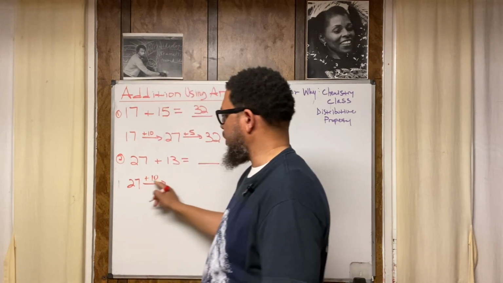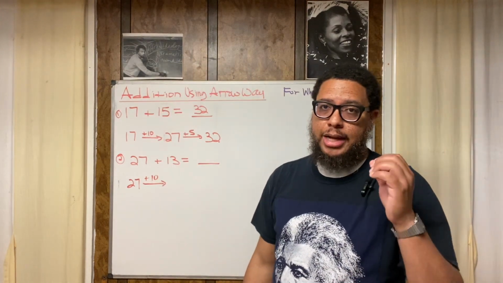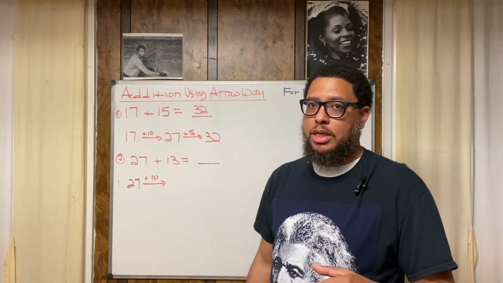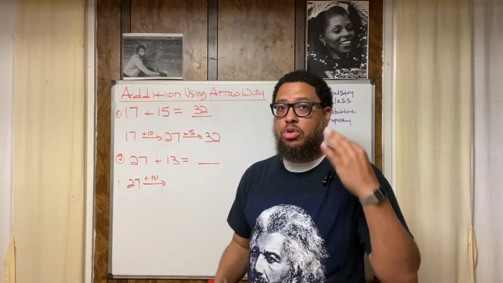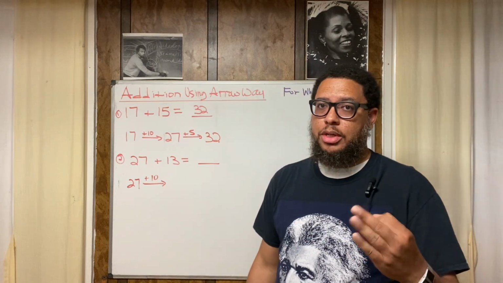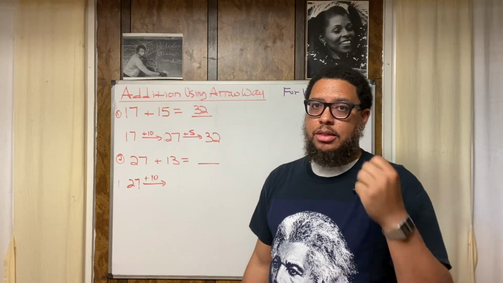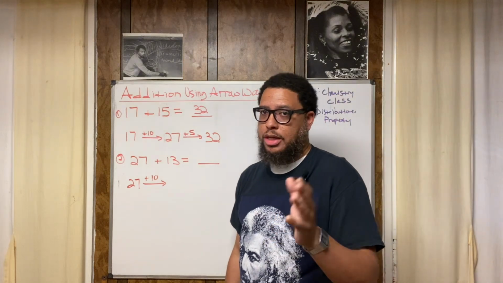And what does that equal? 27 plus 10. 27 means I got 2 groups of 10 and 7 ones. Now I add another group of 10. Now I got 3 groups of 10. 3 groups of 10 is 30. 10 plus 10 plus 10, or 10 times 3. That's still 30. Either way, you get 30.